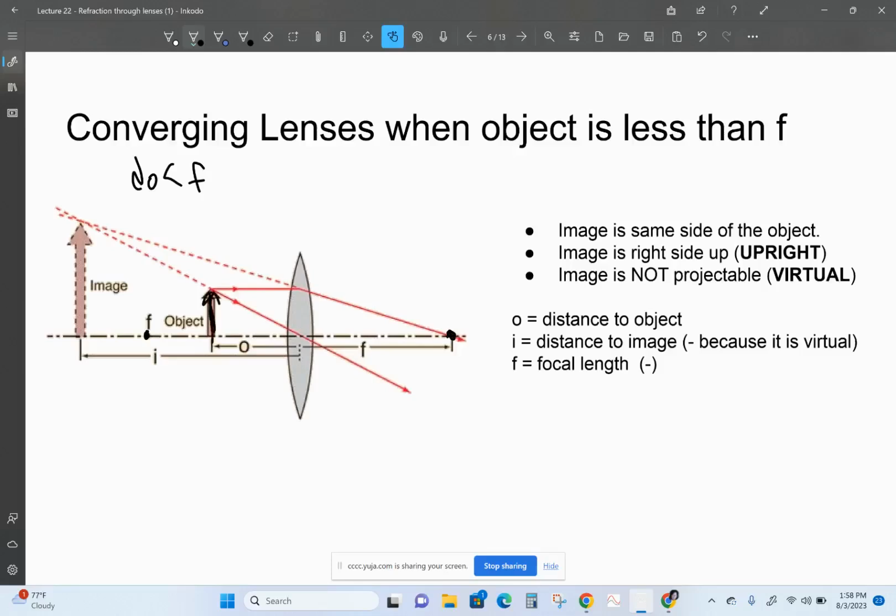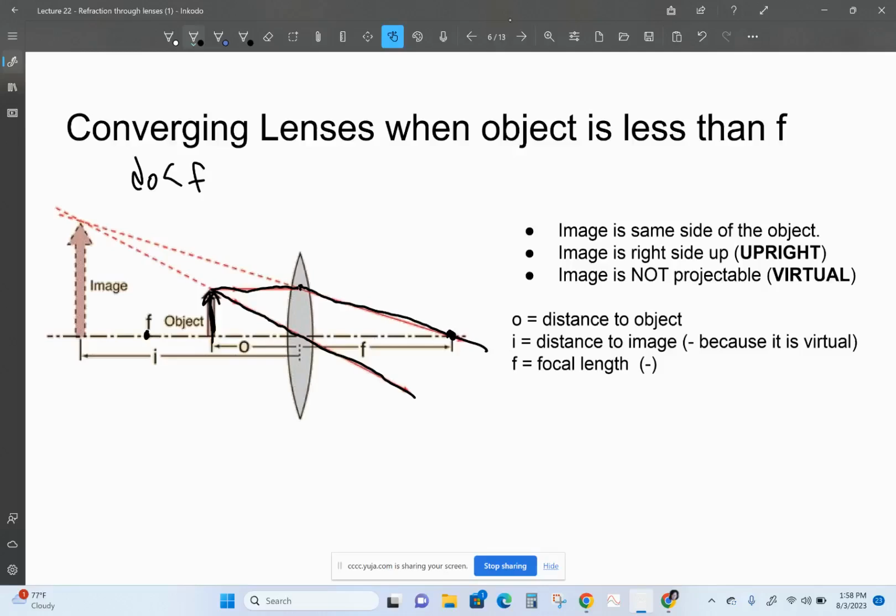So we're going to draw two of the principal rays. We only need two to get an intersection. And notice that the first principal ray goes parallel and it goes down through the focal point on the other side. But notice that the one that goes straight through the center, these are never going to meet each other, ever. They will never meet each other.